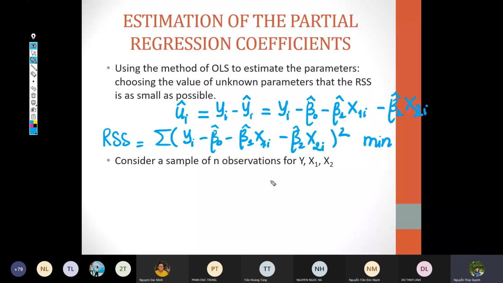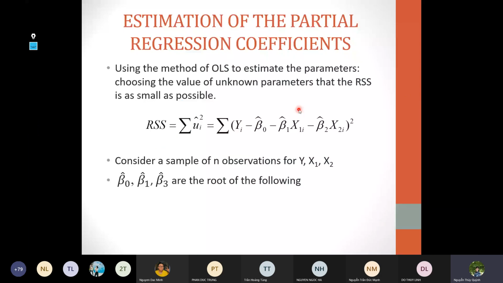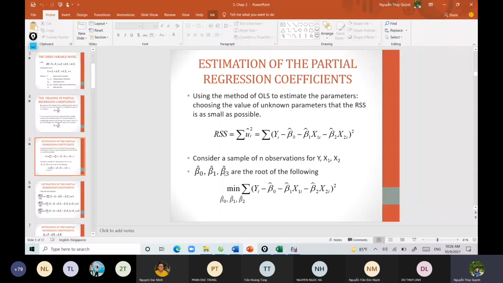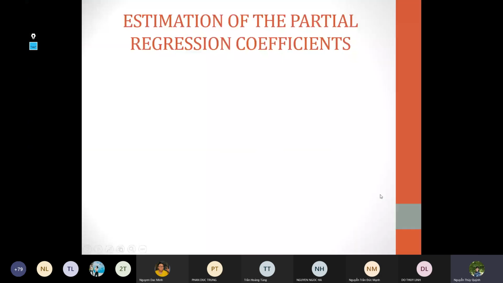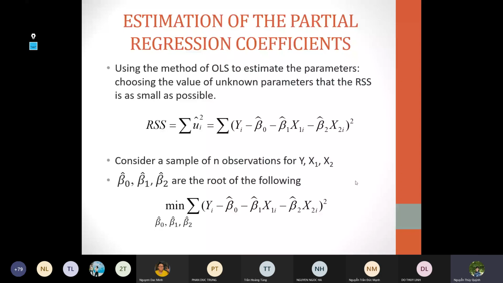Here is our RSS. Now we will take the first derivative of the RSS with regard to beta 0 hat, beta 1 hat, and beta 2 hat. Okay, I made a mistake here. It should be beta 2 hat here. Okay, we will find those to minimize the residual sum of squares.